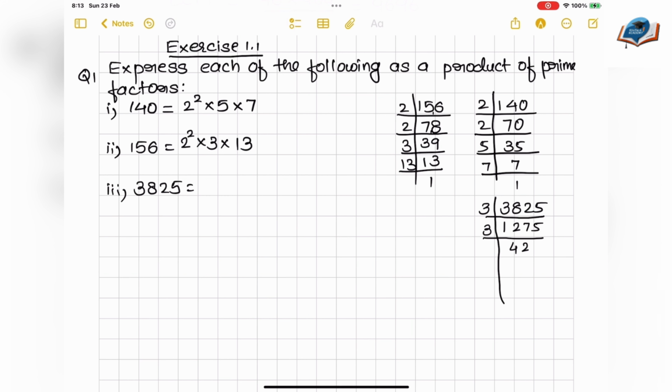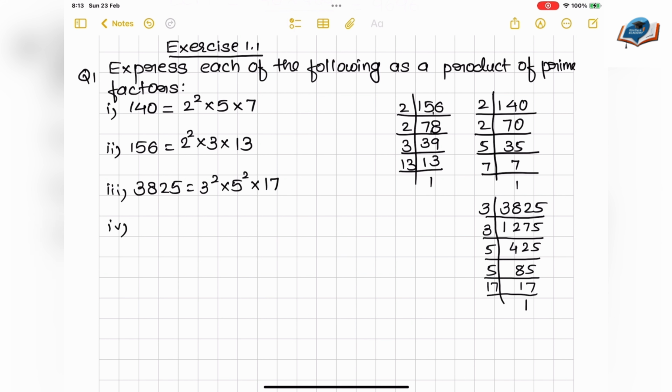So with 3 again, 4 threes are 12, 3 fives are 15. Now 9, 10, 11, so now it is not going with 3. So with 5, 5 eights are 40, 5 fives are 25, 5 ones are 5, so 17. So it will be 3 square into 5 square into 17.